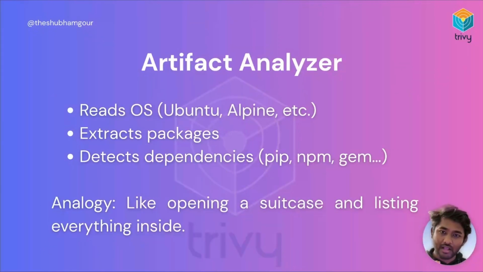Now, let us cover the first important component, that is the artifact analyzer. What the analyzer does, as I mentioned, is just like opening a suitcase that lists down everything inside the box. It reads the operating system. It classifies whether it is Ubuntu, Alpine, CentOS, or Red Hat, and then it extracts the packages. It detects which packages we are using, and also which dependencies we are using. Now, which package manager are we using? All these things are analyzed by the artifact analyzer.